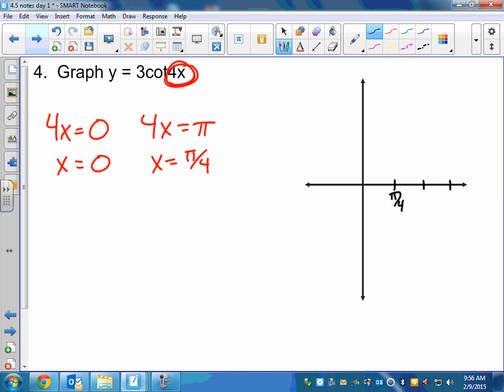Do you want me to skip one and then do pi halves, or just label the next one pi halves? Skip one? I'm going pi halves. I'm going to squish a lot in here. What would the next one be? 3 pi fourths? Would all of those be asymptotes? Yes. They would. Correct. Could go negative also.